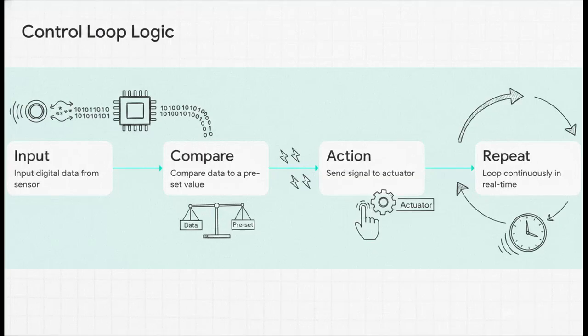This right here is the core logic loop you must memorize. Step 1, input the digital data from your sensor. Step 2, the microprocessor compares that data against a preset value that a human originally typed in. Step 3, if that reading is outside the acceptable range, the microprocessor fires off a signal to an actuator to fix it. And Step 4, the whole entire process repeats, continuously, non-stop, in real time.